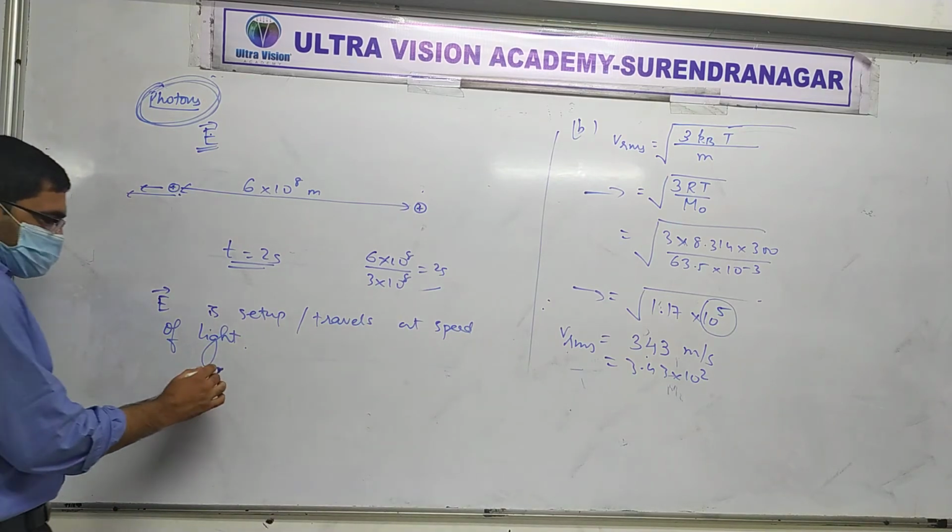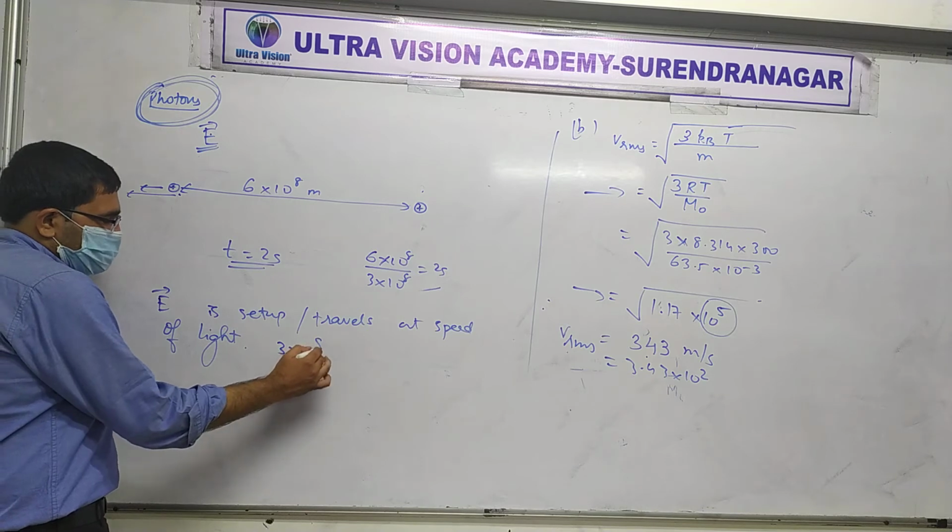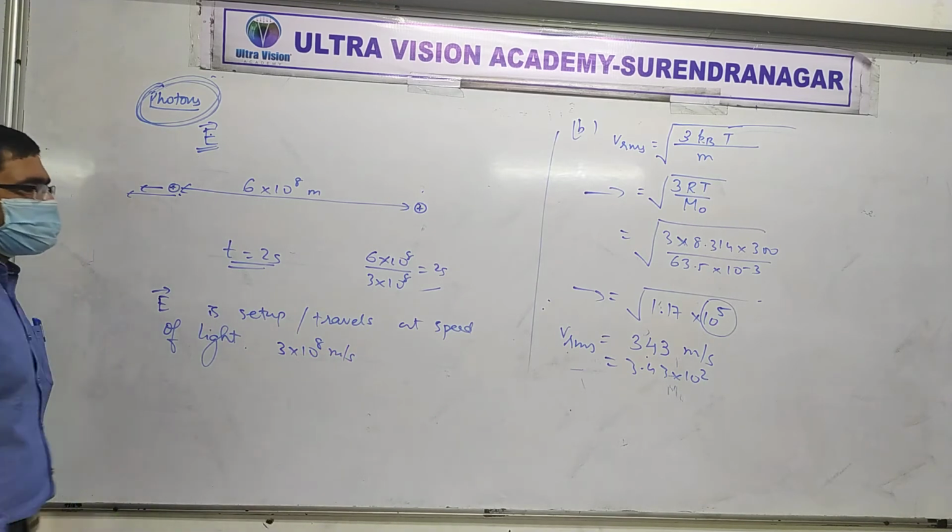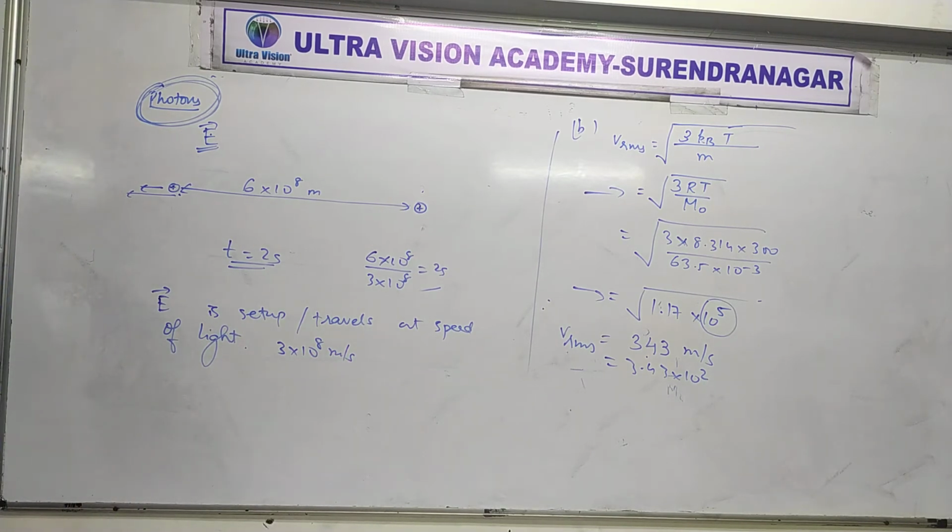Okay, that is how much? 3 into 10 raised to 8 meter per second. For that matter, gravitational field also travels at the speed of light.